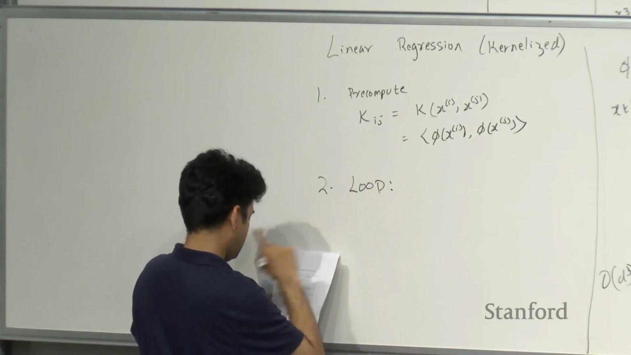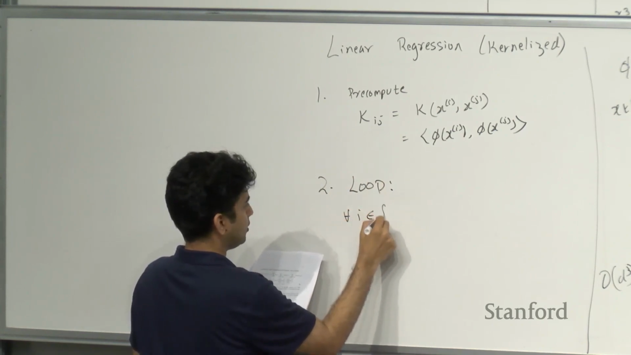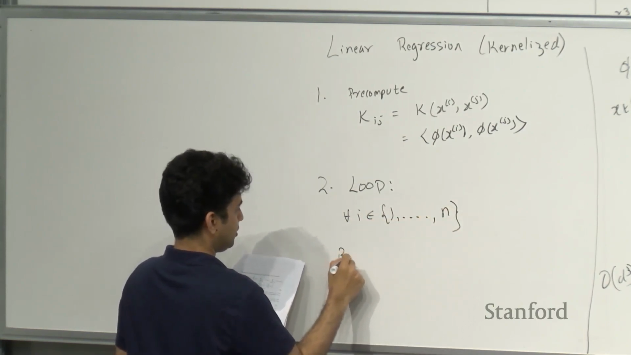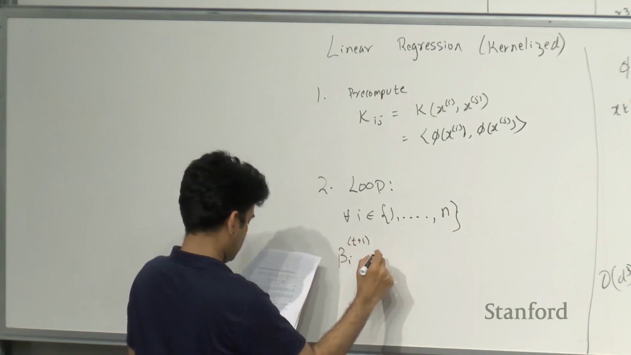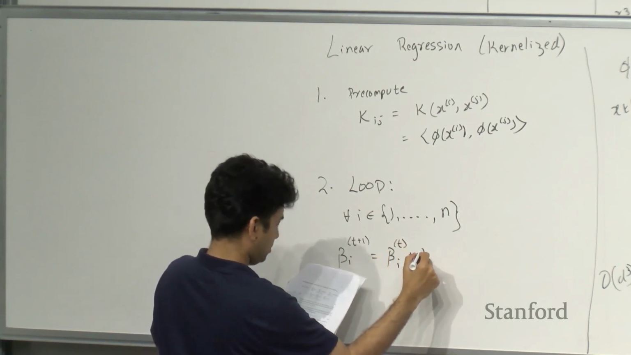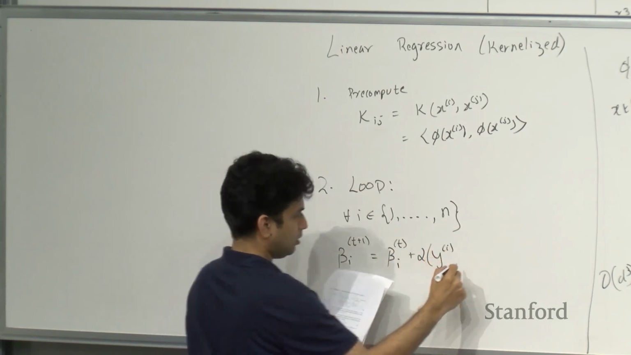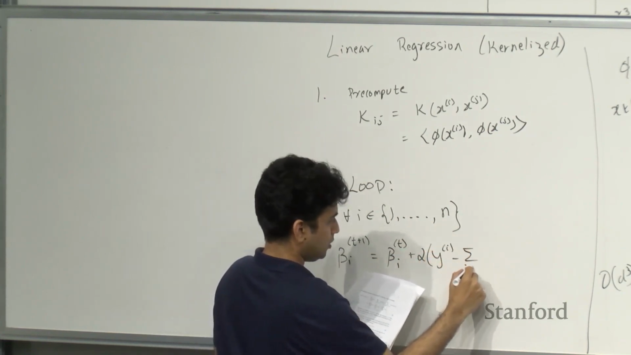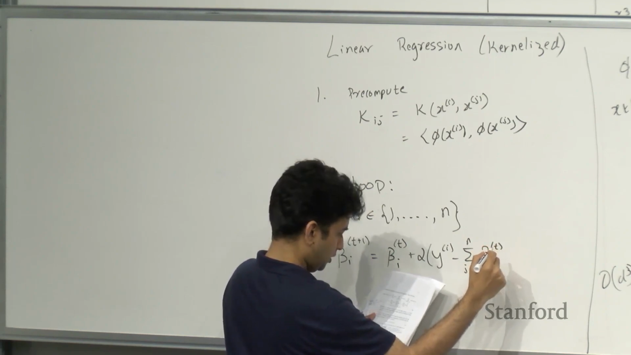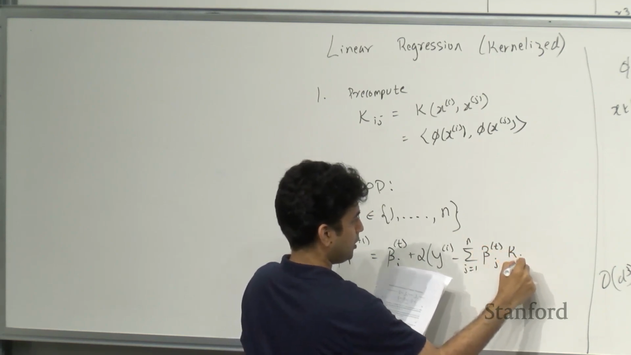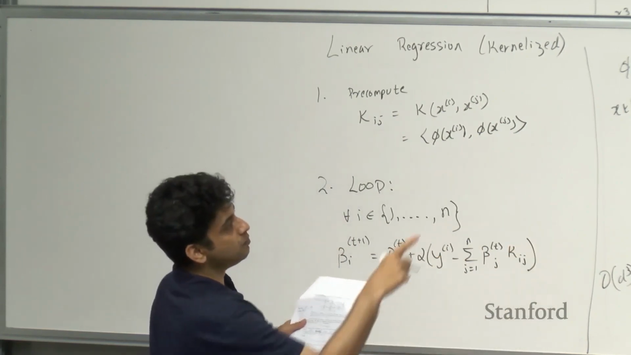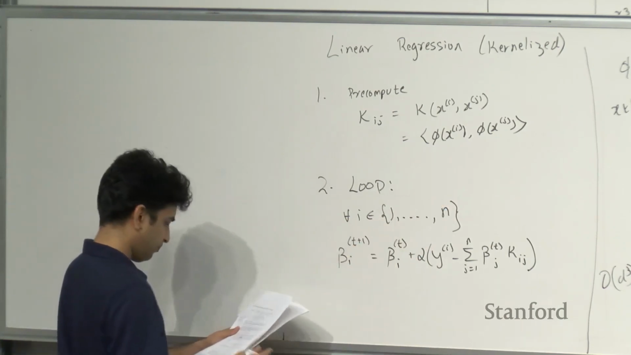do a loop where for all i in 1 through n, beta_i of t plus 1 equals beta_i of t plus alpha times y_i minus the sum over j equals 1 through n of beta_j of t times K_ij.